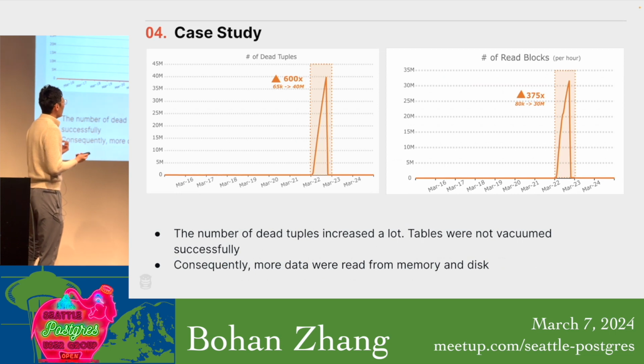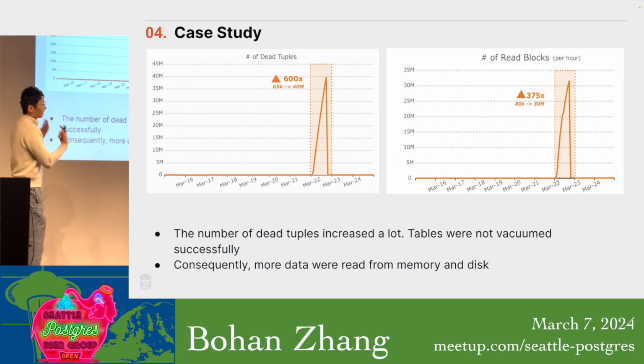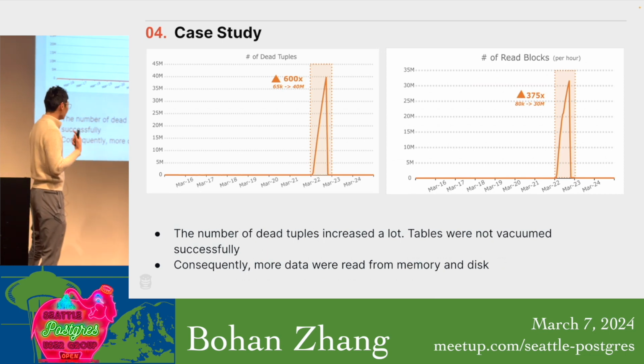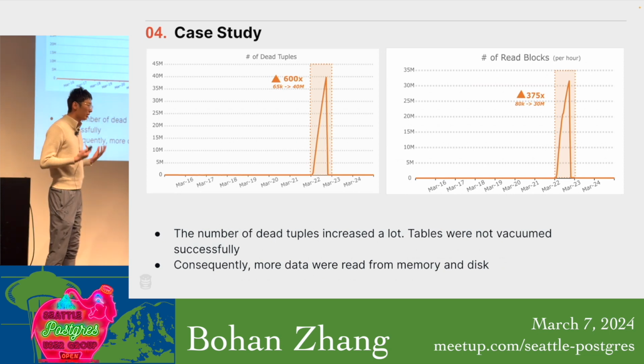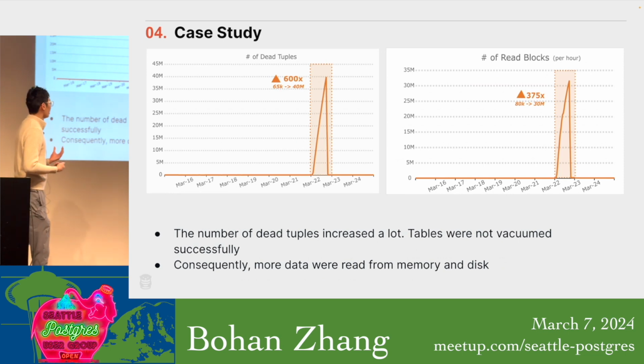So we think the tables were not actually successfully vacuumed for this customer. And consequently, more data will be read from memory and disk. So we also look into the number of read blocks. We found that there's a 375 times increase for the number of read blocks, which means we need to read lots of data from memory and disk. It's all because of the number of dead tuples, right? Previously, you only had 65,000 dead tuples, and then it has 40 million dead tuples. It needs to read lots of tuples into memory during table scans. So that's why the number of read blocks also increased a lot during the spike.